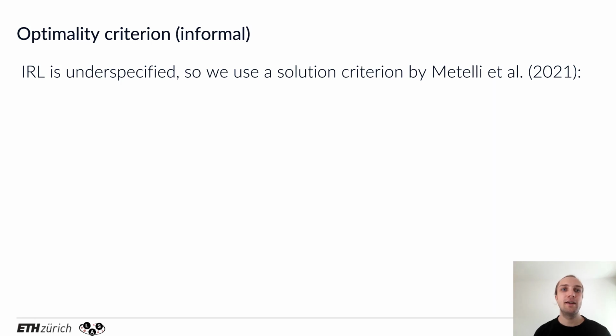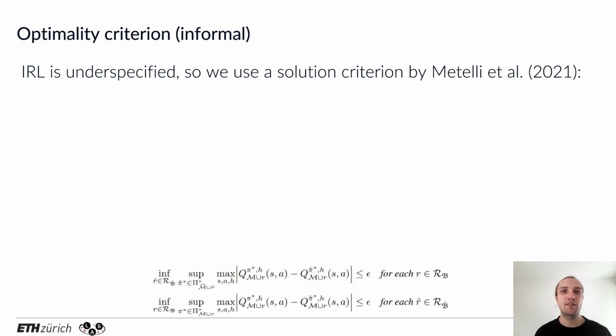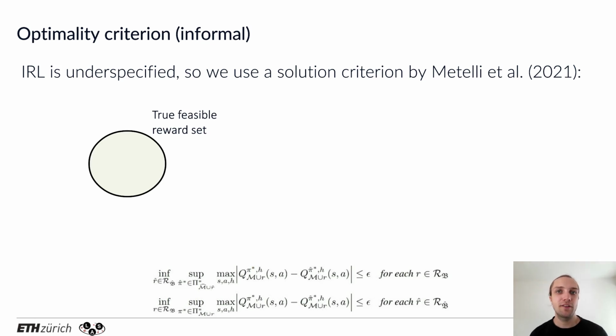One problem is that the solution of this is underspecified. Usually, many different reward functions can explain an expert policy. To deal with this, we use an optimality criterion that considers how well we can approximate the true feasible reward set. So if we knew the dynamics and the expert policy, there would be a set of reward functions that are feasible and that it would be fine to infer. But as we approximate the dynamics and the expert policy, we will get a different set of reward functions that we can infer. And we want these to somehow overlap.